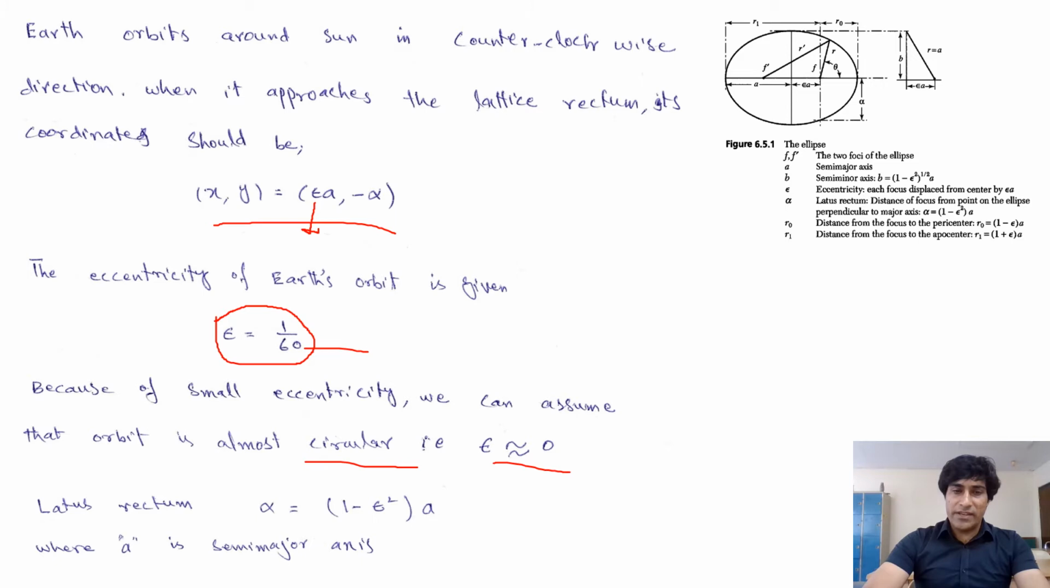This A is the semi-major axis, as I explained. Like in this figure, you can see this is the semi-major axis, and the details are given here. You can find here the latus rectum, and its value is given here. I'm really sorry. Yes, this is the value for the latus rectum.